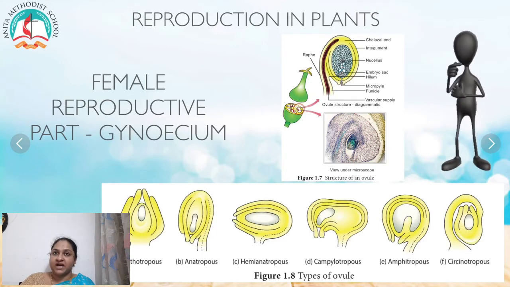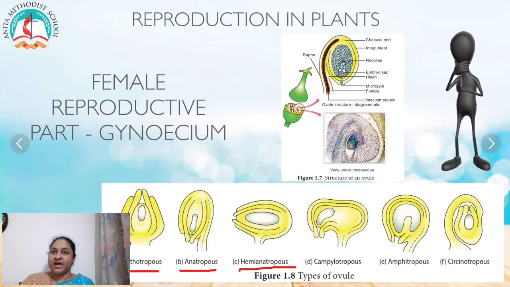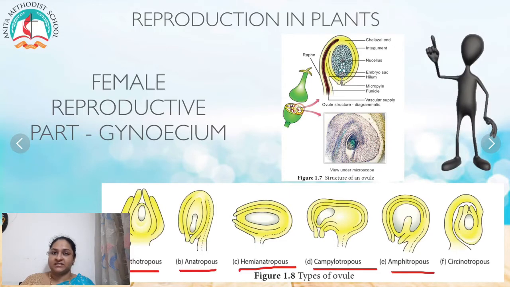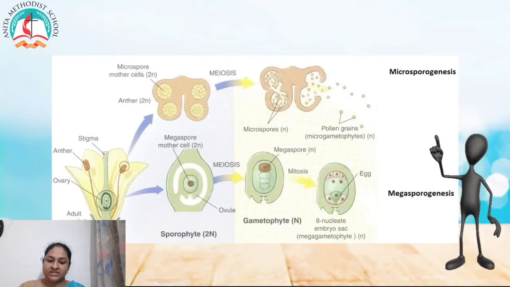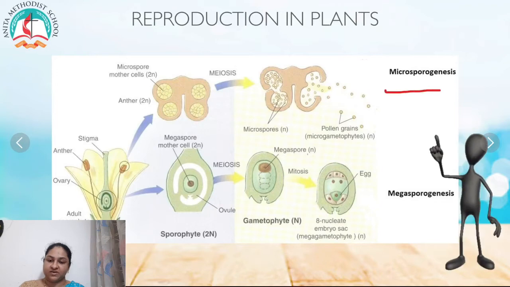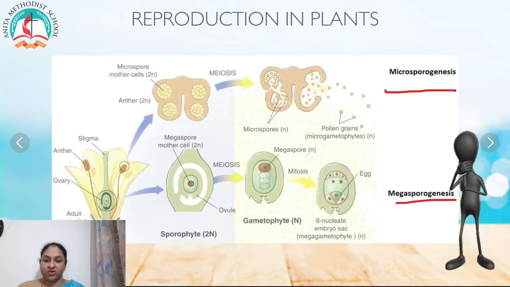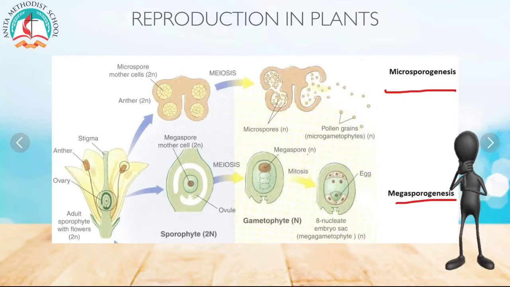Okay, so the 6 types are orthotropous, anatropous, hemianatropous, campylotropous, amphitropous and cercinotropous. So look at this picture. Here you have microsporogenesis and megasporogenesis. The process of development of a megaspore from a megaspore mother cell is called megasporogenesis.